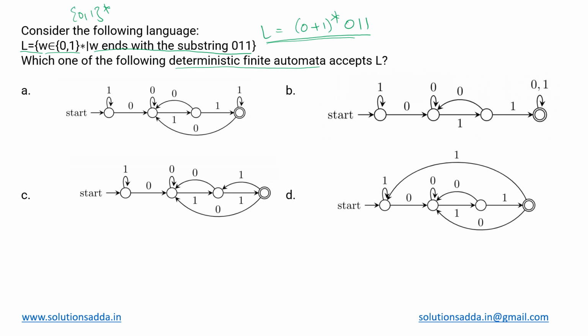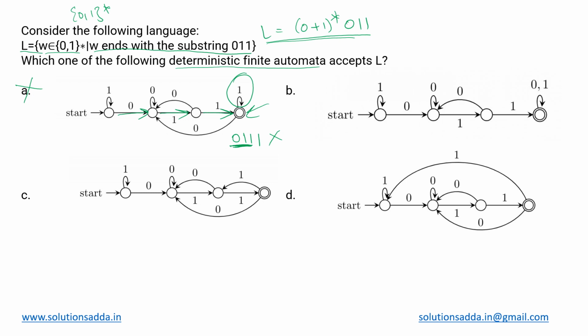This is the first one, in which we have 011 over here, but we need to check if our strings are ending with 011. But here we can see in the last state there is a loop for 1. So this DFA will also accept a string like 011 and another 1 because of this loop. So this is not allowed because we want our strings to be ending with 011. In this we just have a substring 011. So this one would be rejected.